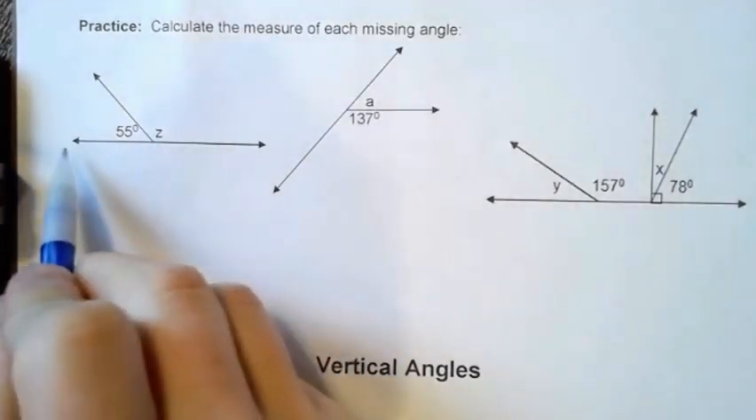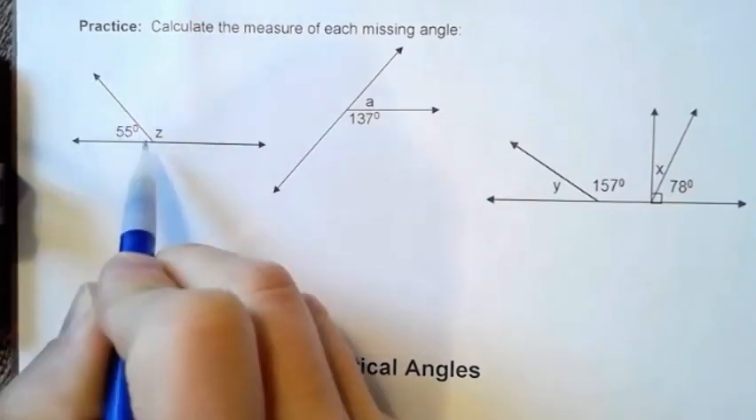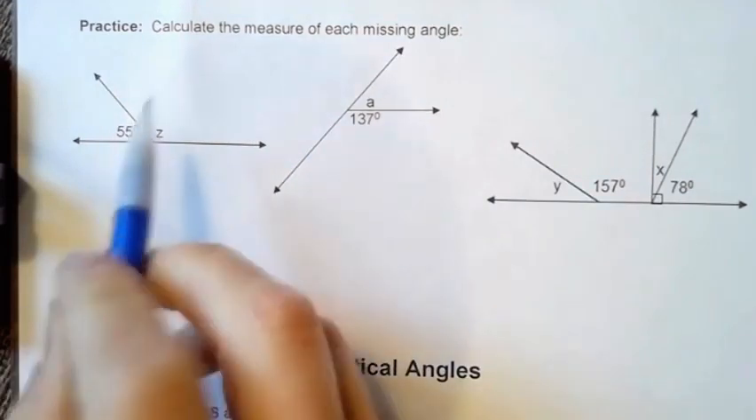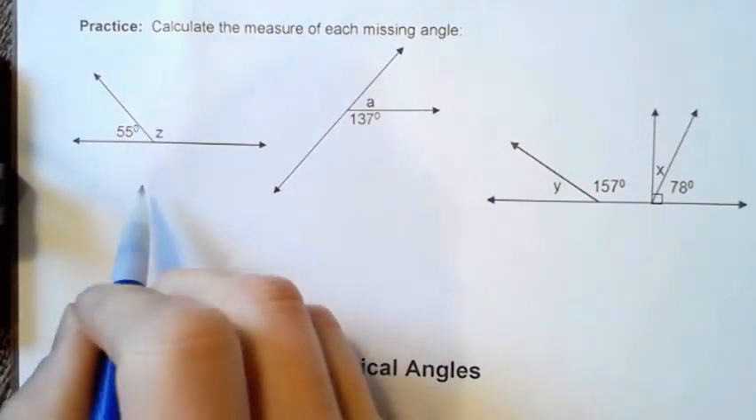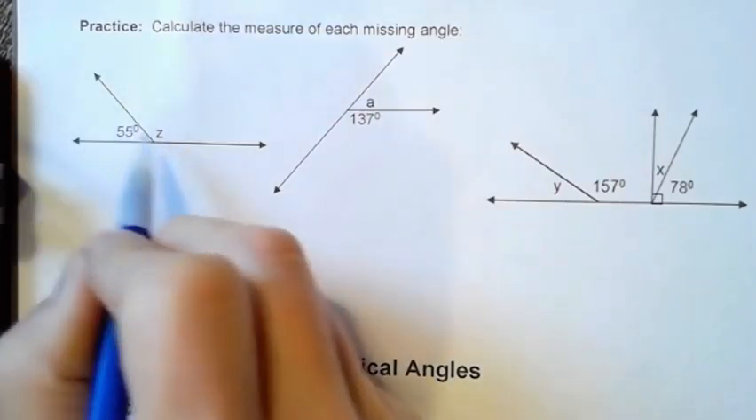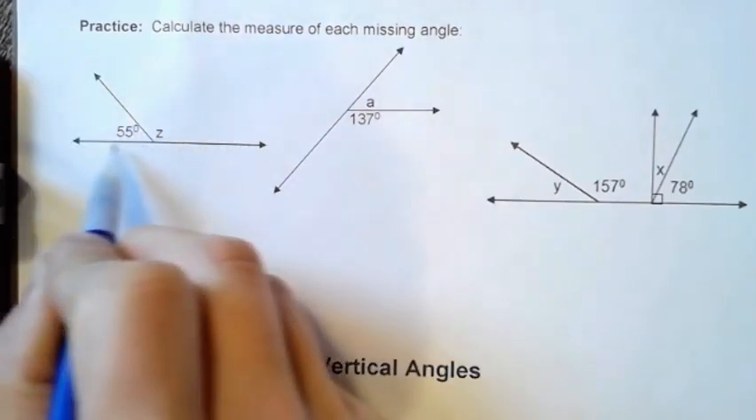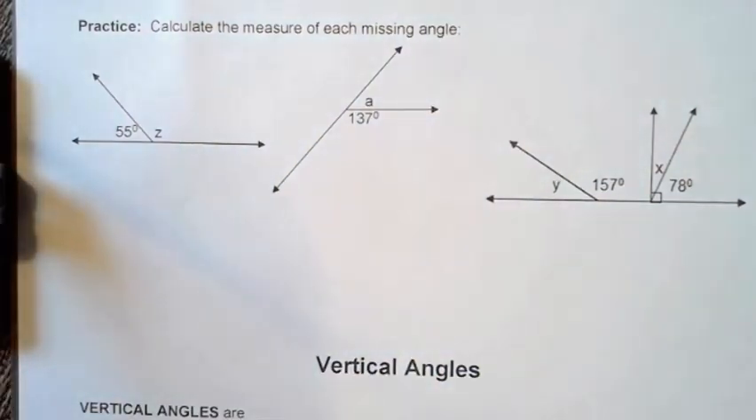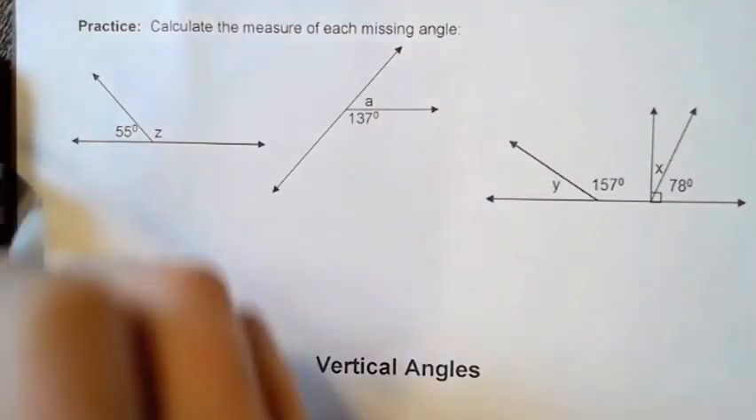In this example, I have this acute angle, which is 55 degrees, and I have this obtuse angle here, which I've labeled as z. I want to know how many degrees is the measure of angle z. And in order to figure that out, I realized that when I put these two angles together, they formed a straight angle here, meaning that they are supplementary. And supplementary angles will always add up to 180 degrees.